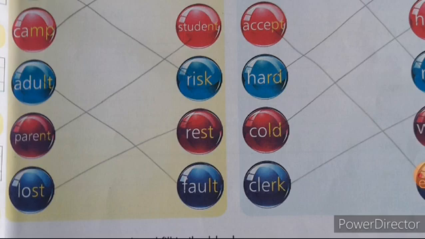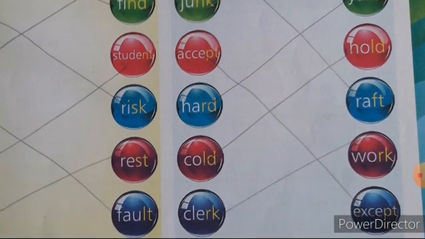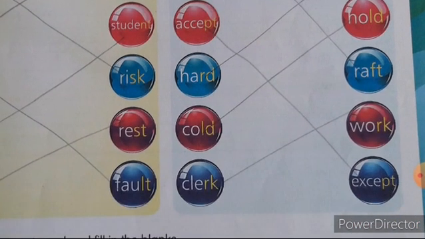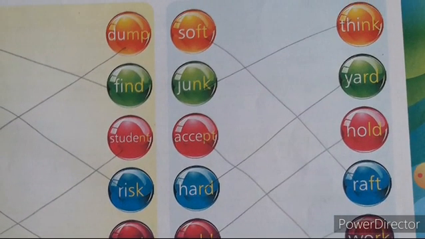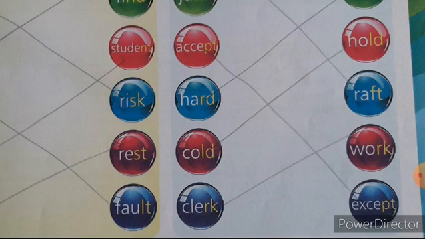Likewise you have to match the terminal blends. Soft. The sound is ft. Next one, junk. Ink. Next, accept. The sound is t. Next one, hard. Hard. The next one is cold. Cold. Next, clerk. The sound is irk. Look at this side. Think. The sound is ink. Yard. Yard. Hold. The sound is old. Hold. Next one, raft. Raft. The next one is work. Accept. The sound is t.